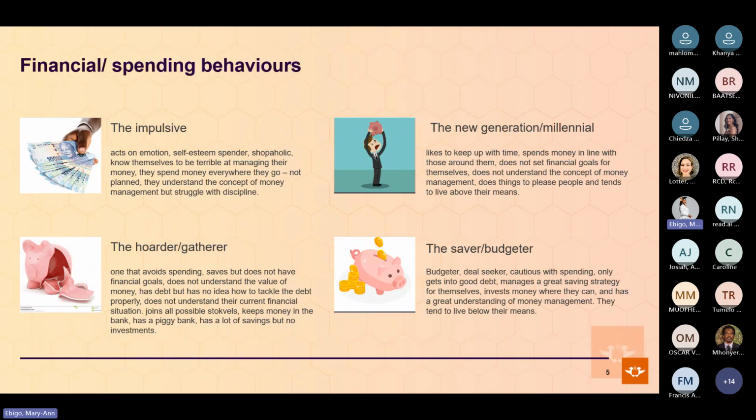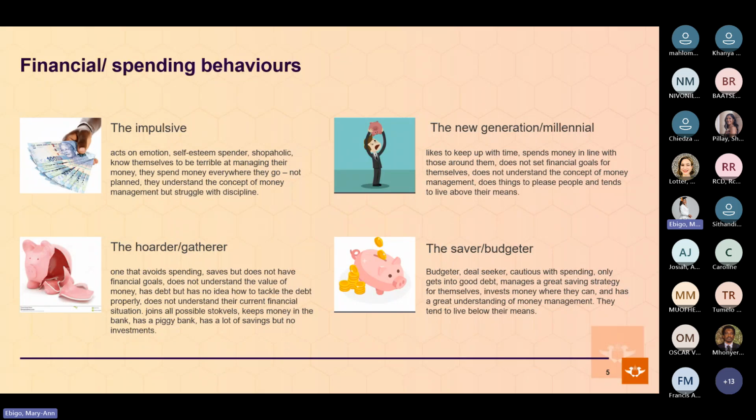Then we have the new generation or millennial. So this is someone who spends money to please the people around them and to conform to the times. If everyone is doing this, they'll find themselves trying to do what everyone else is doing. Then the third spending behavior is the hoarder or the gatherer. This is someone who at all costs avoids spending money. It's not that they don't have debt or that they're saving. They just do everything not to spend their money. So they put it in the bank or they take cash and leave it under a pillow, not countering for inflation or any interest when it comes to just using cash. So this is someone who just hoards money. They don't use it effectively.